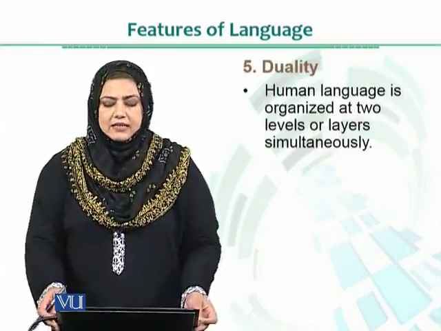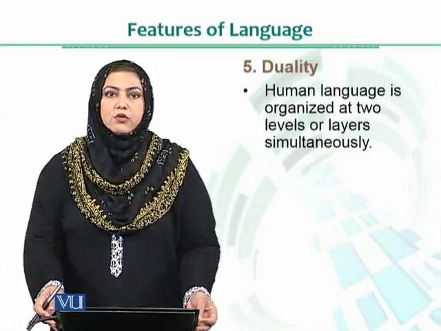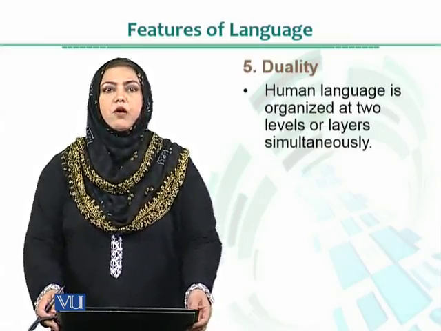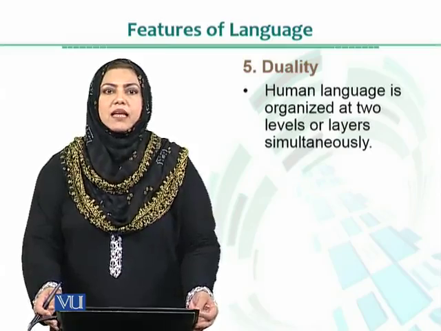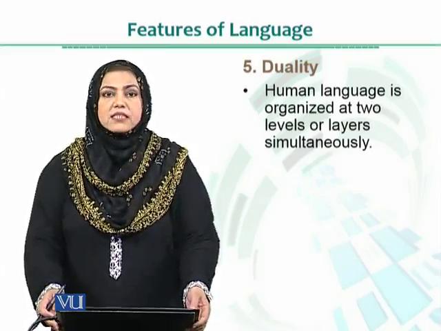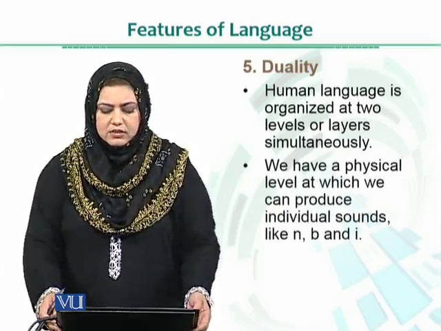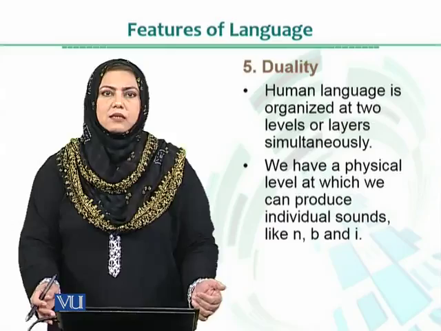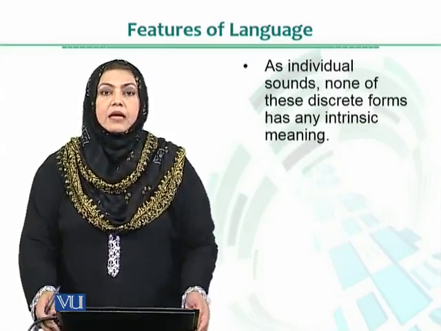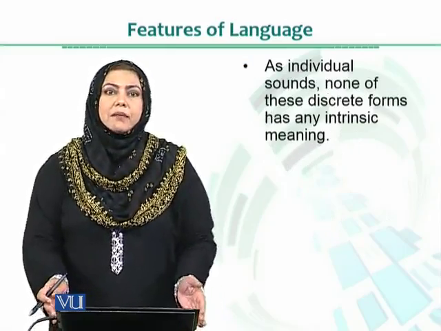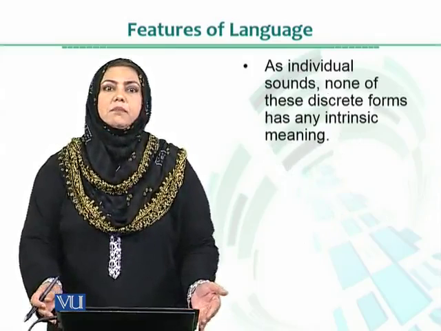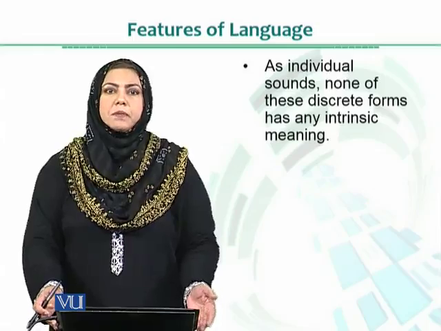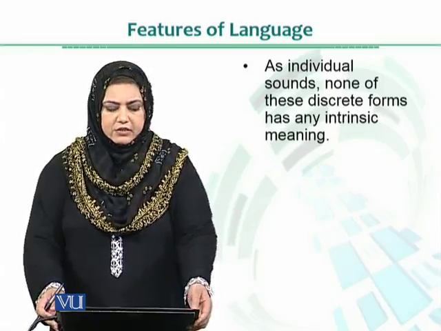The last element that Yule talks about is duality. What do we mean by duality? Human language is capable of conveying something at 2 different levels. The first level is the level of basic sounds. So, for example, we produce p, n, b, l, or m sounds. However, on the second level, we combine these sounds to make meaningful combinations of sounds. So, for example, pin, bin, etc.